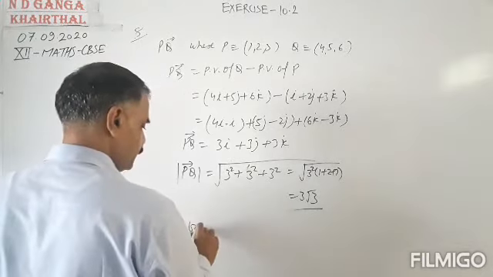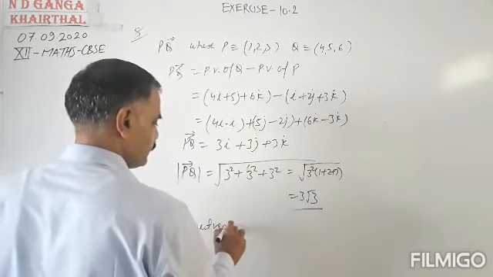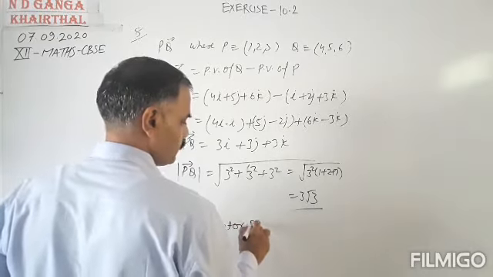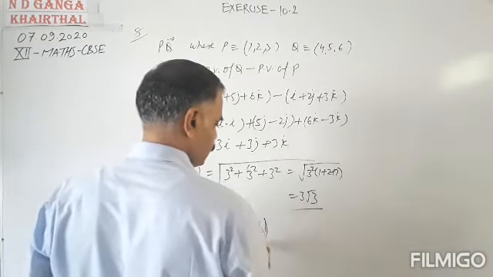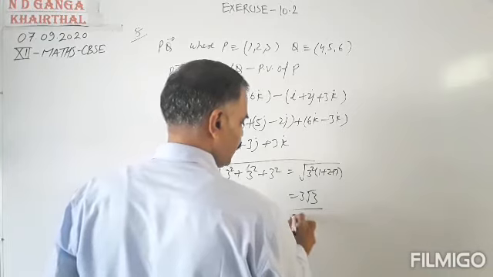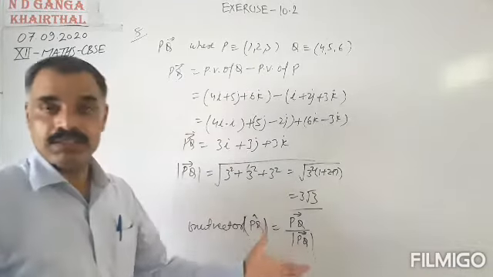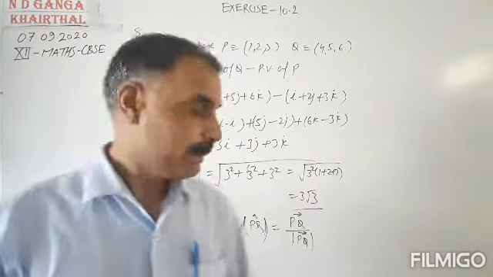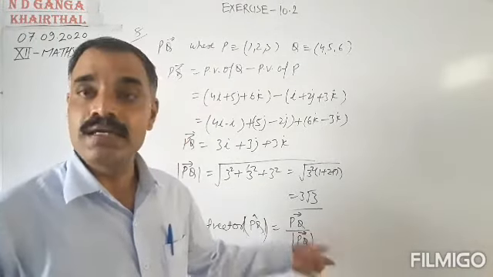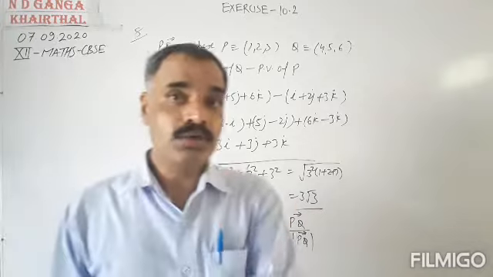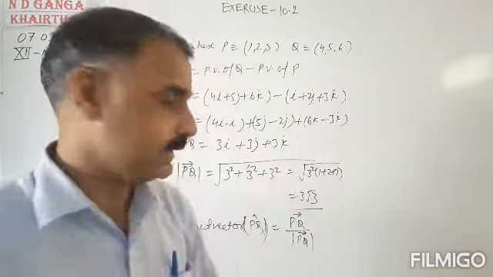Now unit vector PQ is equal to PQ vector divided by magnitude of PQ vector. In this way we can find the unit vector. PQ vector divided by its magnitude is the unit vector in the direction of PQ vector.